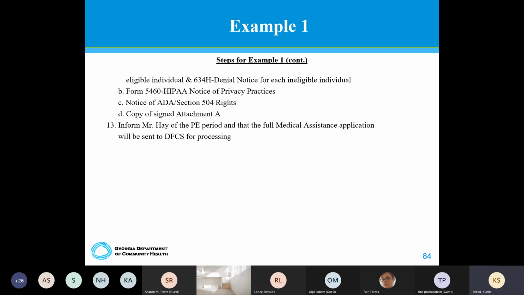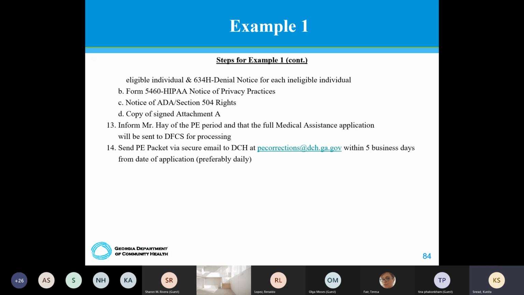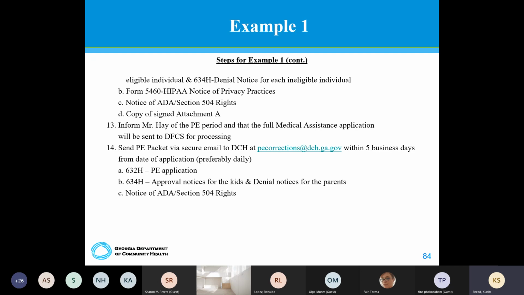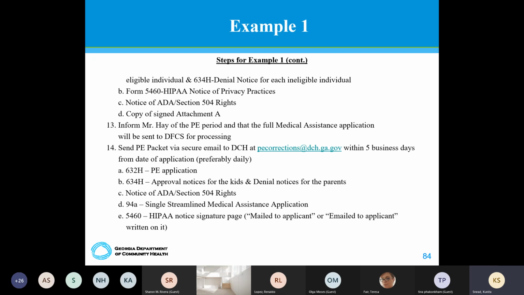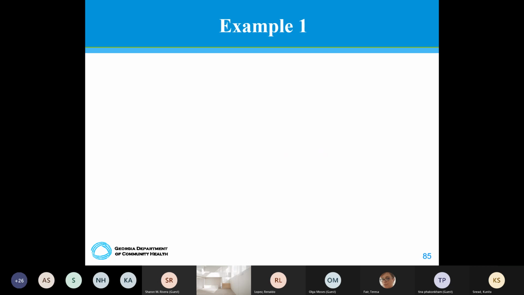Then you're going to inform him of his PE period and that his full application will be sent to DFAX for processing. And then within 5 business days, you need to send your PE packet to DCH securely. And this is everything that should be part of your PE packet: your 632H, your 634H, the notice of ADA, the 94A, the 5460, which is the signature page, and a copy of the signed attachment A. Any questions over the steps?